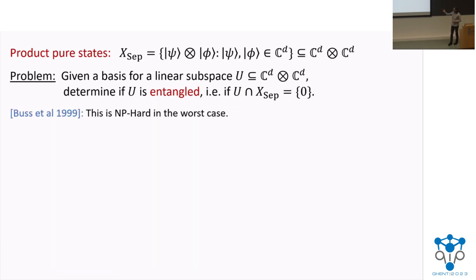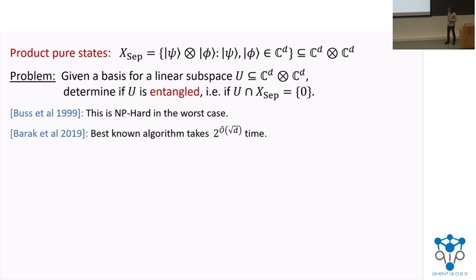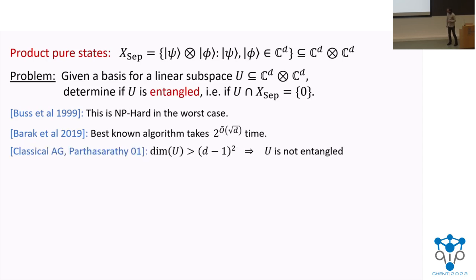First, this basic problem of determining if a subspace is entangled or not is NP hard in the worst case. The best known algorithm takes exponential time in the square root of the local dimension. It turns out that using some algebraic geometric techniques, you can say a lot just based on the dimension of the subspace. If the dimension of the subspace is too large, then it must contain a product vector. For example, if U is the entire space C^d ⊗ C^d, then of course it contains product vectors. And even if the dimension of U is a little less than d squared, it still must contain a product vector.